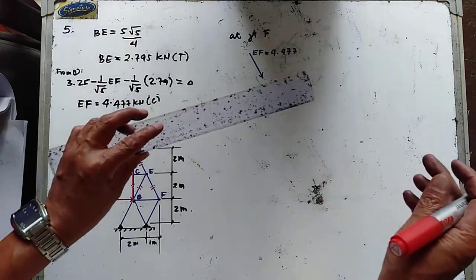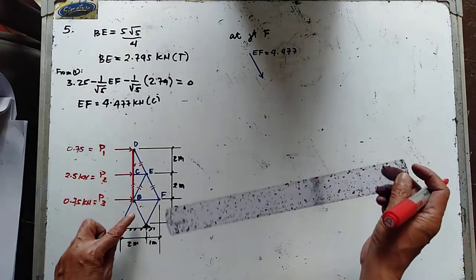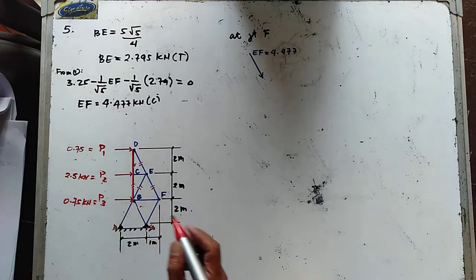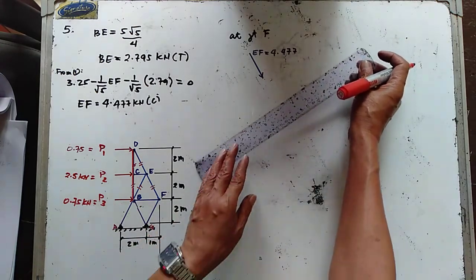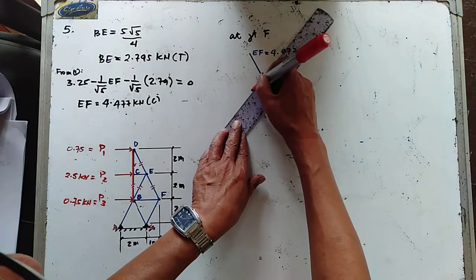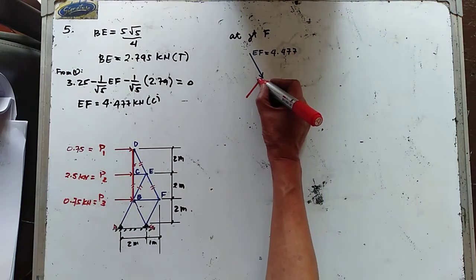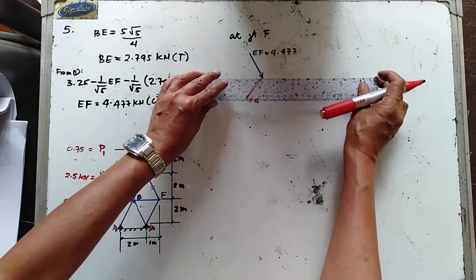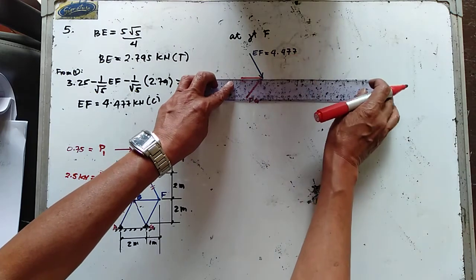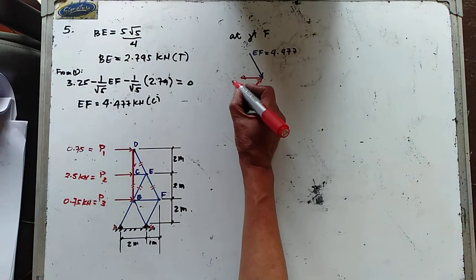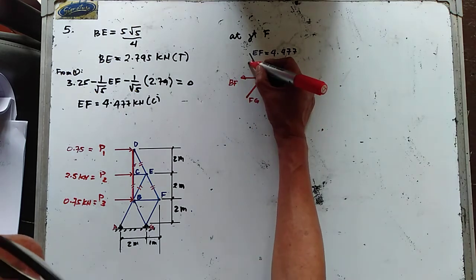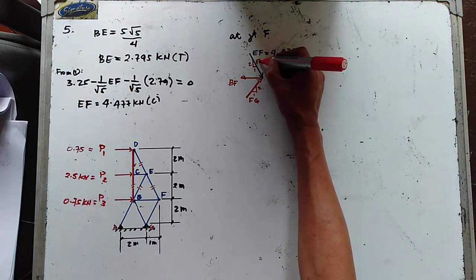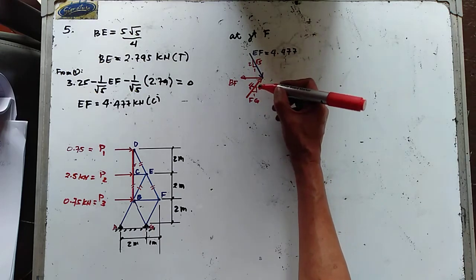Okay, so we now have your joint F. So this is your FG. That is your point A. So your FG, I'm going to assume FG to be in compression. And we now have your BF. So we have the slope is 2 and 1. So we have the square root of 5.